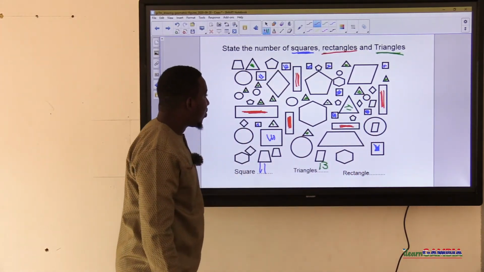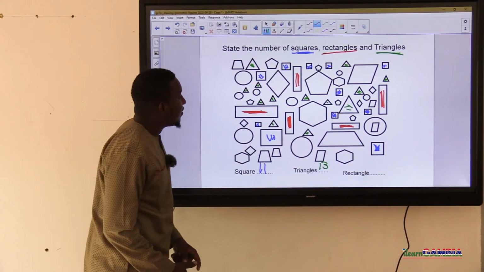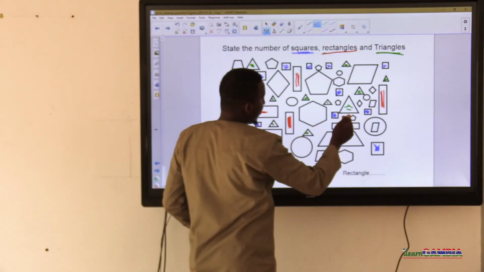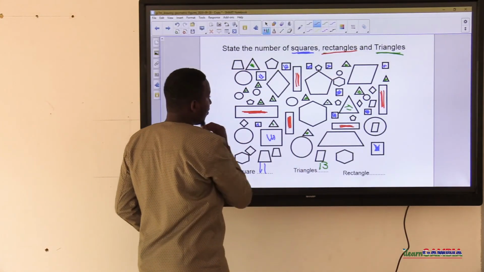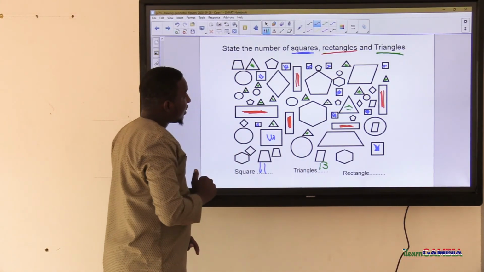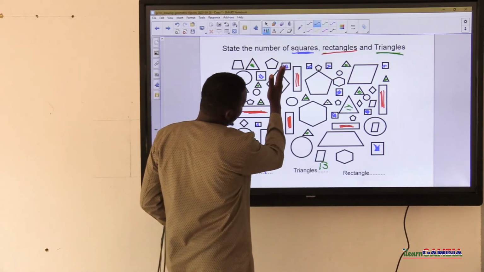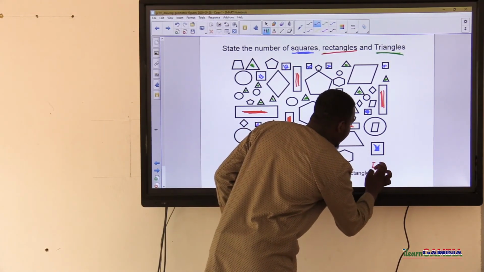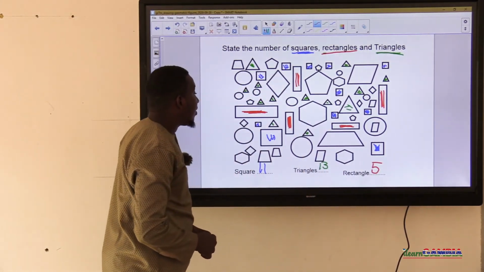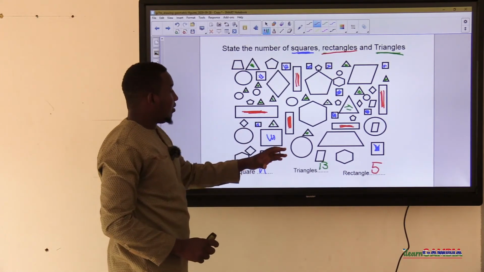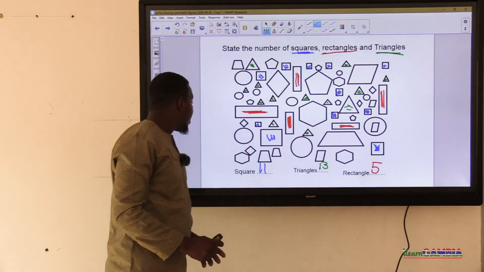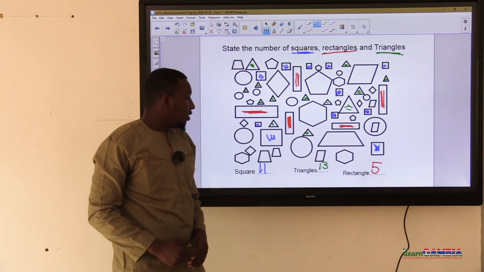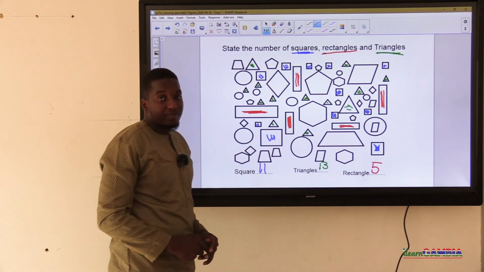Yes, I think we have ticked all the rectangles and we've given them the red color. So let's count how many rectangles we have. 1, 2, 3, 4, 5. Can we confirm that? 1, 2, 3, 4, 5. We have five rectangles. So in the set of figures given to us, there are 11 squares, 13 triangles, and 5 rectangles.